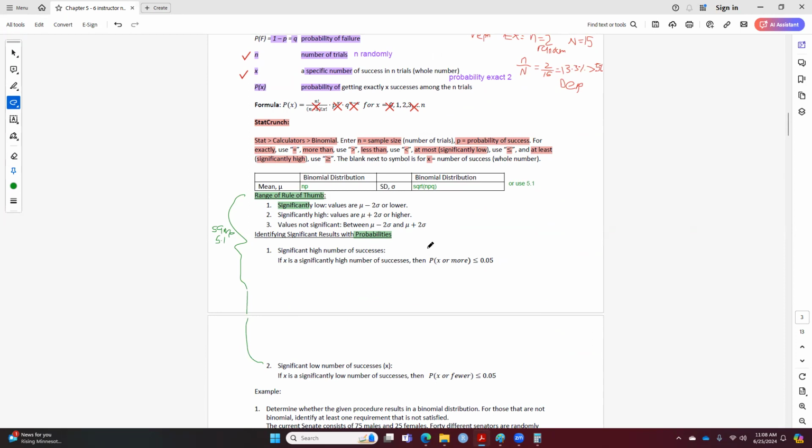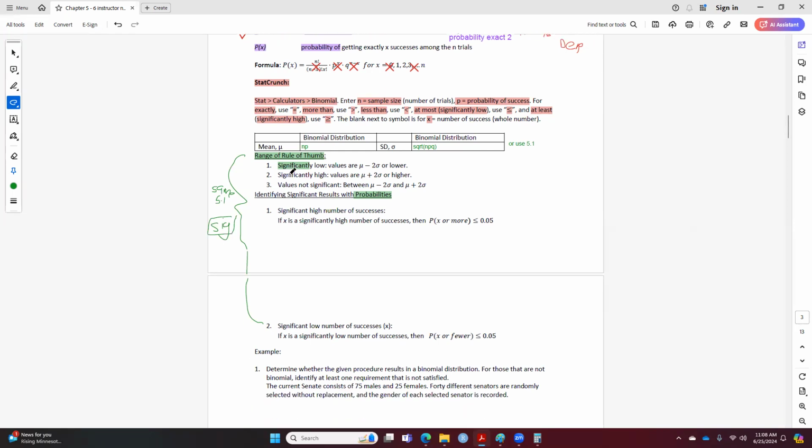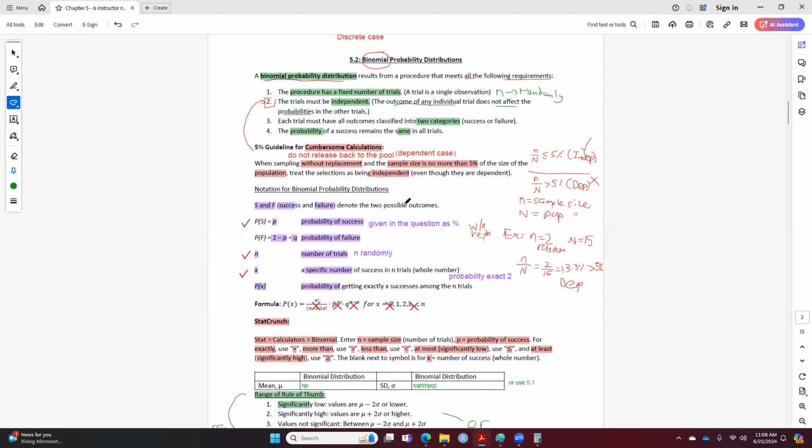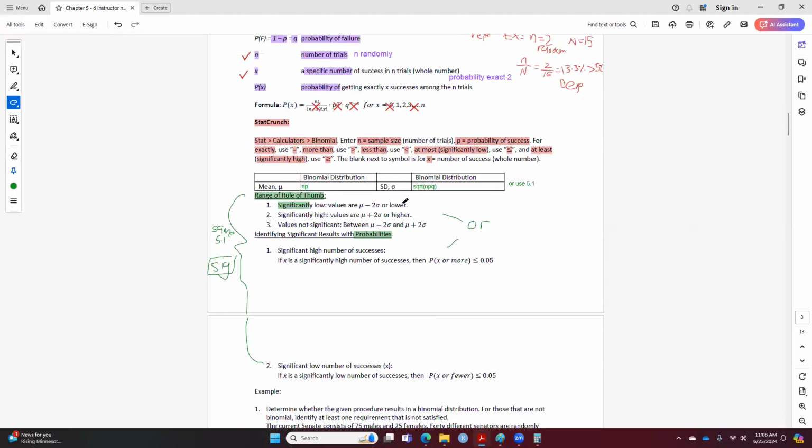So that means this is to determine significance. This is to figure out outliers in this case. So if a question asks about significantly, again, you can use this or this. You have two choices here: you can use either the range rule of thumb or the probabilities. Anyone have any questions with this 5.2 here?